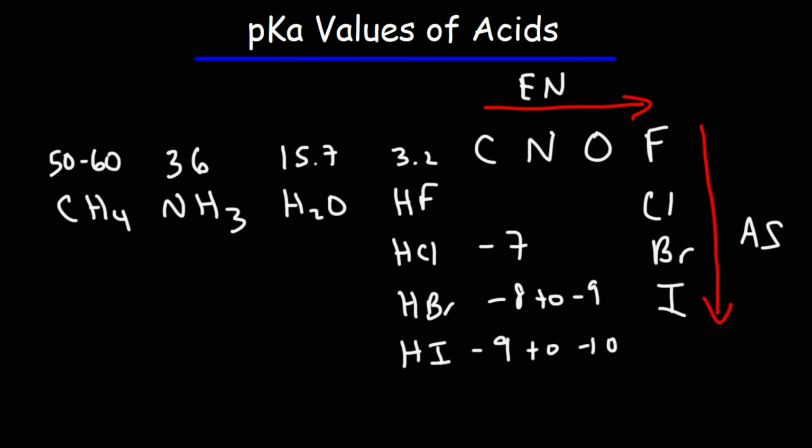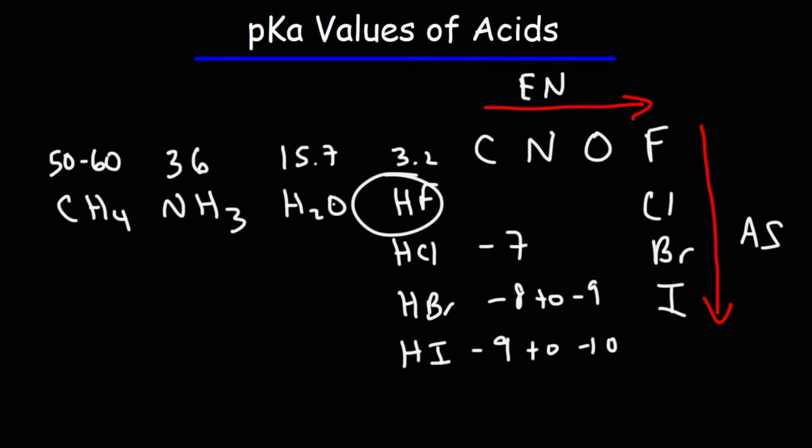Now, notice the difference in values between HF and HCl, HBr, and HI. By normal standards, HF is considered a weak acid. Water is considered neutral. So we can see the difference in pKa values here. But these acids, HCl, HBr, and HI, they're considered strong acids. And strong acids typically have a pKa in the negative range. So if the pKa is like -1, -2, -3, you're dealing with a strong acid. Just keep that in mind.